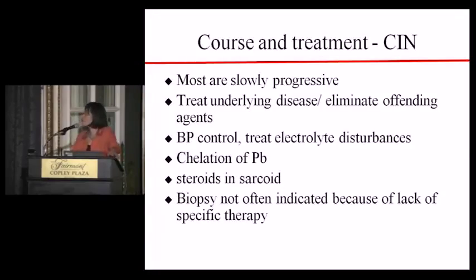Okay. How about the cause and treatment? The CIN, the progression is much slower compared to AIN. Again, the treatment is to treat the underlying condition or eliminate the offending agents. If it's sarcoid, you consider using a steroid. Okay, biopsies are not often indicated because there's a lack of a specific therapy.